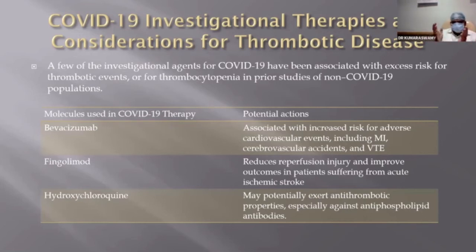Or certain drugs can be helpful in reducing reperfusion injury. Fingolimod reduces the reperfusion injury and improves outcomes in patients suffering from acute ischemia. And hydroxychloroquine can produce arrhythmias, sudden arrhythmias and sudden cardiac death. At the same time, it can exert antithrombotic properties, especially against antiphospholipid antibodies. So before starting any new investigational treatment in COVID patients, you have to think about the drug interaction with the antiplatelets and anticoagulants. I think in the next 2 slides I will show you.